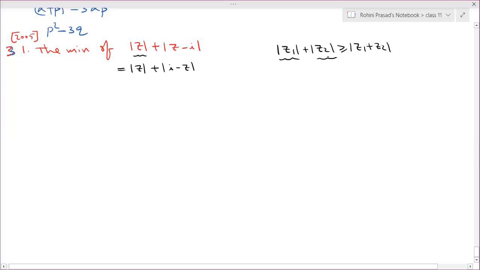We don't need the two-case split and all. We directly write the sum is greater than or equal to the modulus of the sum of these two complex numbers, which is z plus i minus z. So which is modulus of this. So mod z plus mod i minus z is greater than or equal to modulus of i, which is 1. So the minimum value of this is equal to 1 and it is given in option 2.